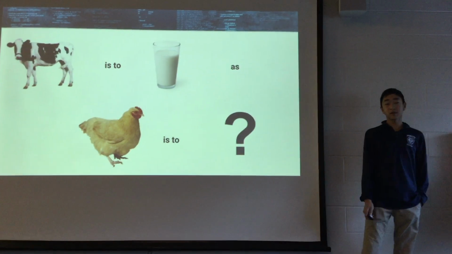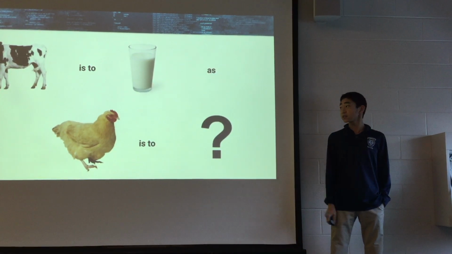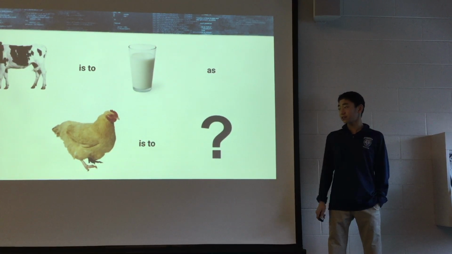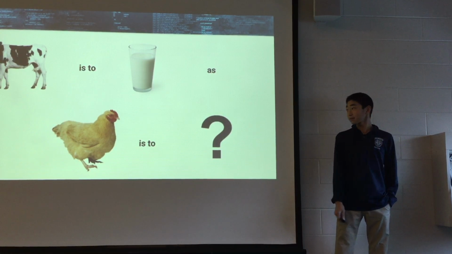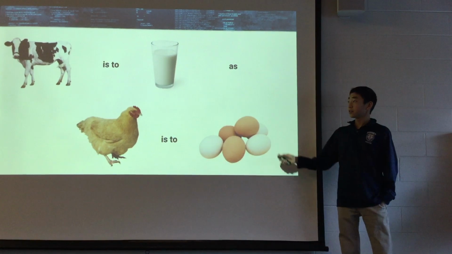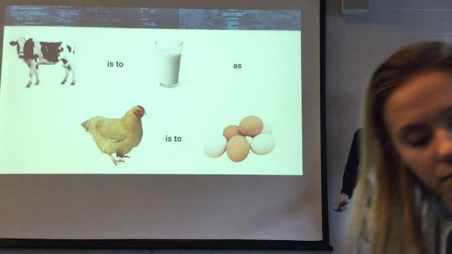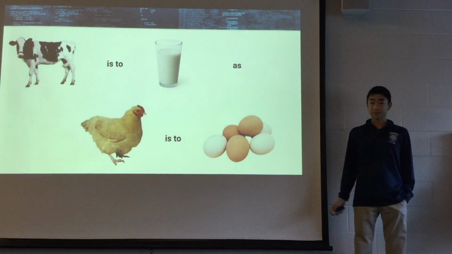Alright, so before I get into my paper, I'm going to give you all a simple analogy. You guys can probably already solve this. So, cow is to milk as chicken is to what? Egg. Yeah. So, that's basically what an analogy is. You're given some set of information, and you're supposed to use that, find the pattern, and solve for the blank.